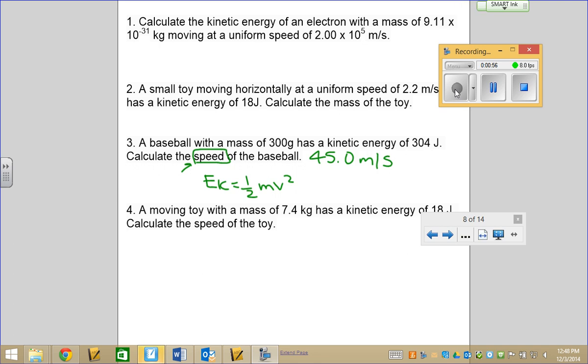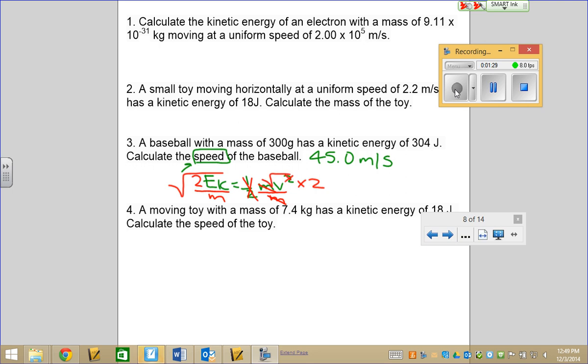Anyways, to manipulate this formula so that we can find the value of V, which is speed, we have to take everything that's on the same side of speed and move it to the other side. And to do that, we do the mathematical opposite. So I'm going to start by multiplying both sides by 2. That gets rid of my 1/2. I'll divide both sides by m. That gets rid of mass. And then I put a square root on both sides, because that is the opposite of the power of 2.